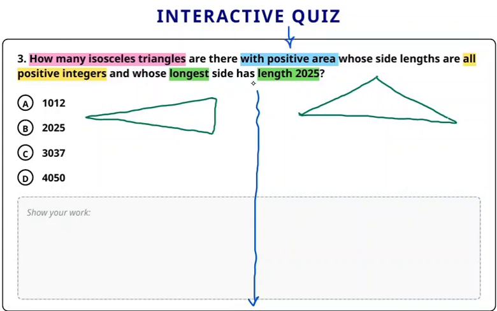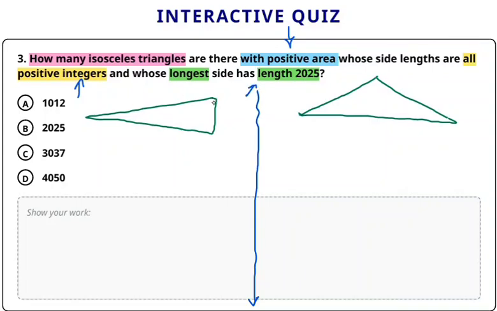The blue highlighted part: with positive area. This means a unique triangle is already formed, and it has a positive area, whose side lengths are all positive integers. So all the side lengths are positive integers, which means there are no fractions or decimal lengths. And whose longest side has length 2025.